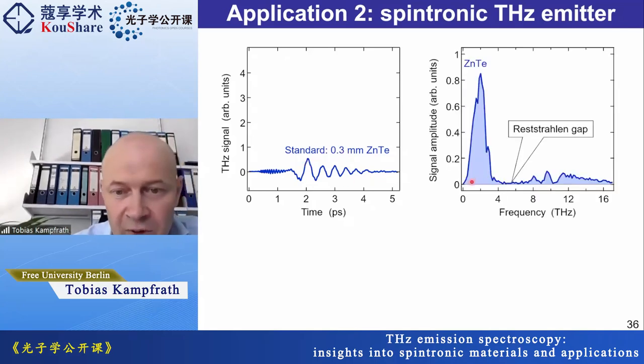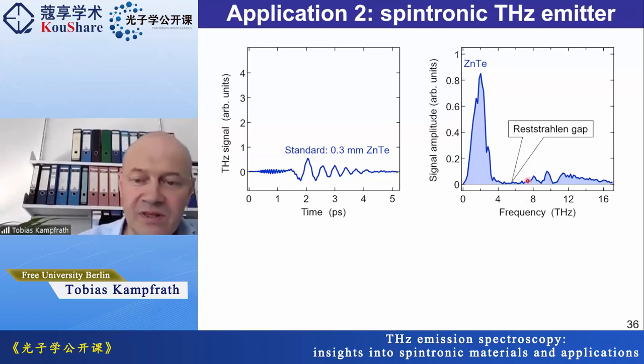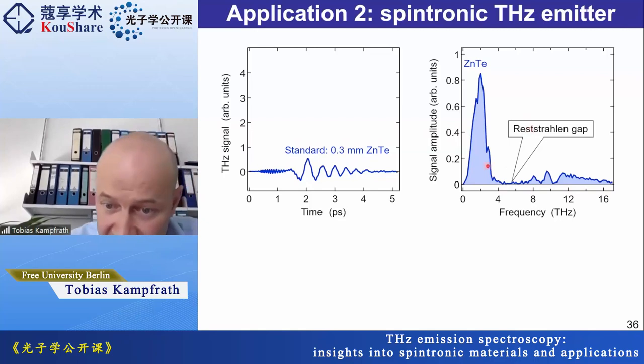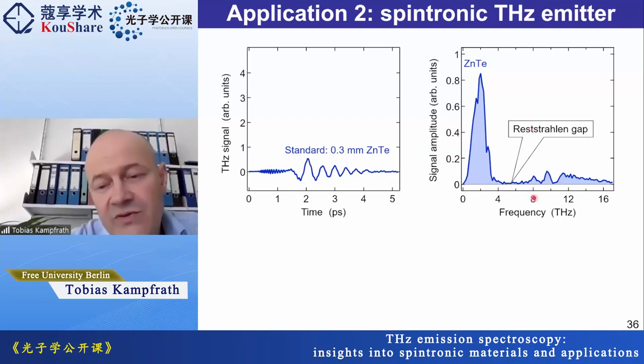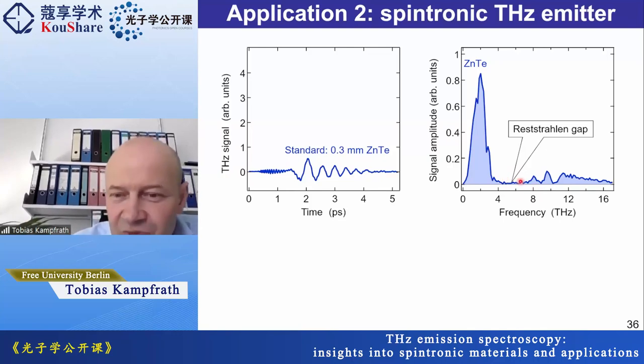You can Fourier transform it, and you see we have a big peak in the beginning at low frequencies and a broader peak at later frequencies, and a gap in between. And this gap in between is the famous Reststrahlen gap. So in this region, the refractive index of the zinc telluride is imaginary, and as a consequence, electromagnetic radiation cannot propagate there. And this is not nice. For a good terahertz emitter, this region should also be populated with amplitude, but it's not.